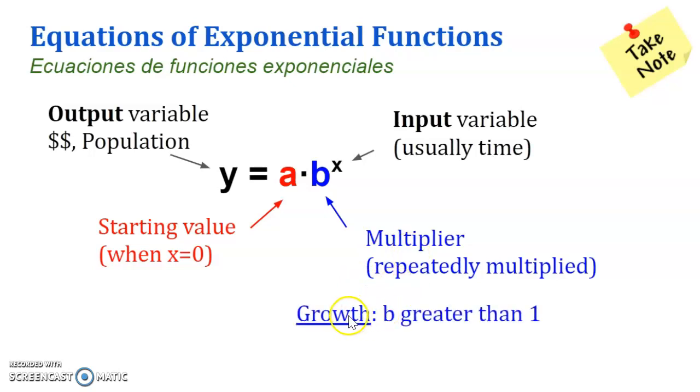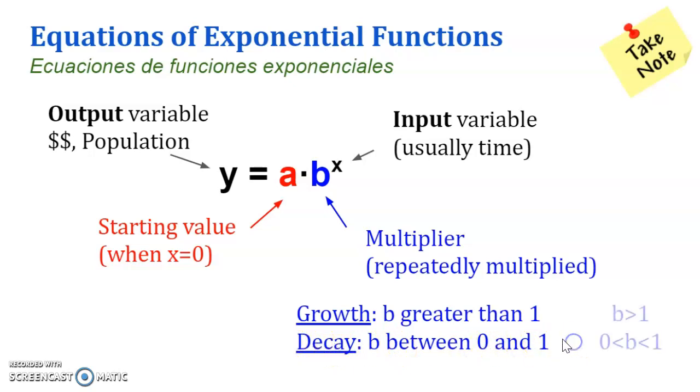And the multiplier is going to create exponential growth if b is greater than 1. Remember, the numbers are going to get bigger and bigger and bigger if the multiplier is bigger than 1. And if b, the multiplier, is between 0 and 1, then it's going to create an exponential decay. We can also represent this as b is greater than 1 or b is less than 1 but greater than 0, or b is between 0 and 1.